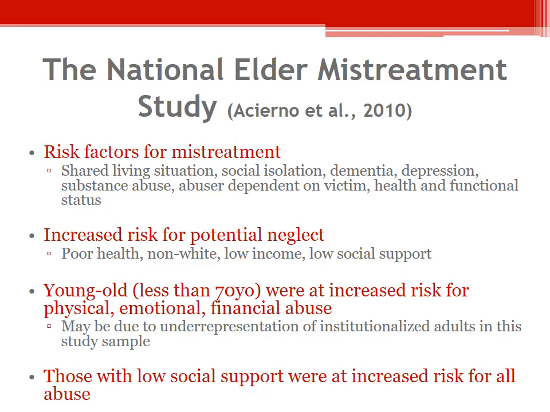Another surprising finding of the National Elder Mistreatment Study was that the subjects who were considered young-old, meaning they were over 65 but less than 70 years old, were at an increased risk for physical, emotional, and financial abuse. Now, this may be due to underrepresentation of institutionalized adults in this study sample. And also, the ability to respond to a study might have been skewed more toward younger subjects. But that was an interesting finding. Those with low social support were at increased risk for all forms of abuse.